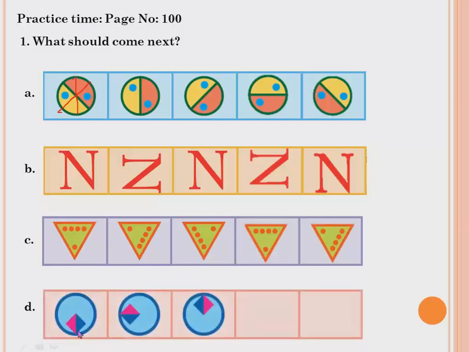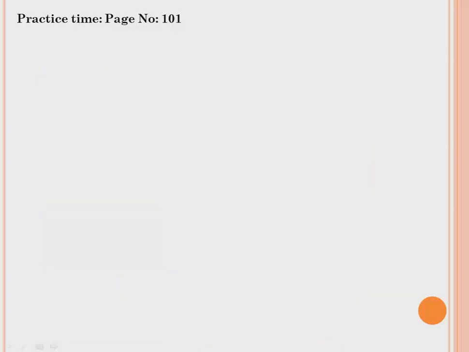Next one, here this diamond is here, it is rotating till here. Yes or no? 1/4 turn. And again from here to here. So the next one will be from here to this side. Again from this side to this side. Okay children, understood? Practice time, page number 101.